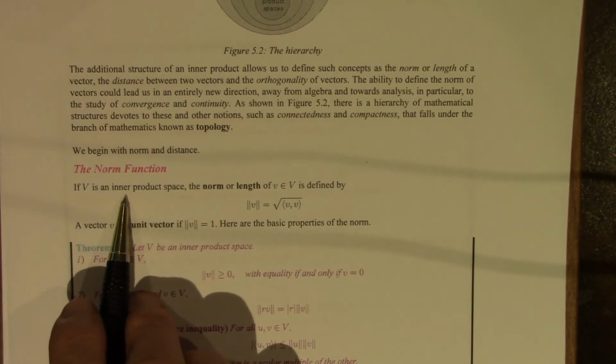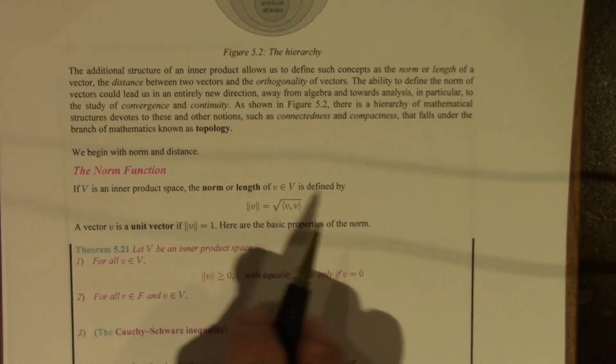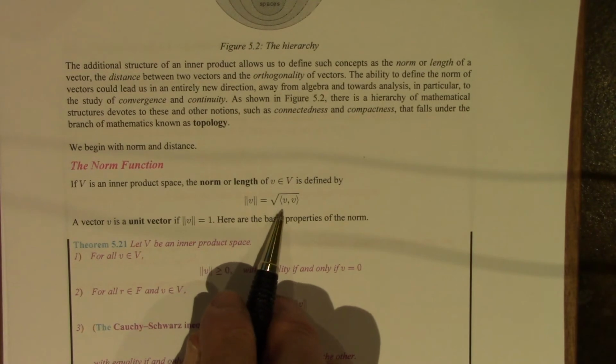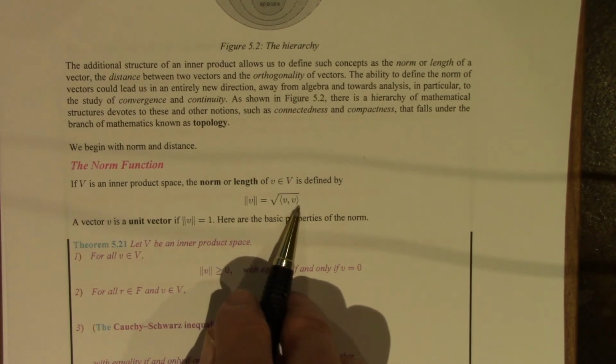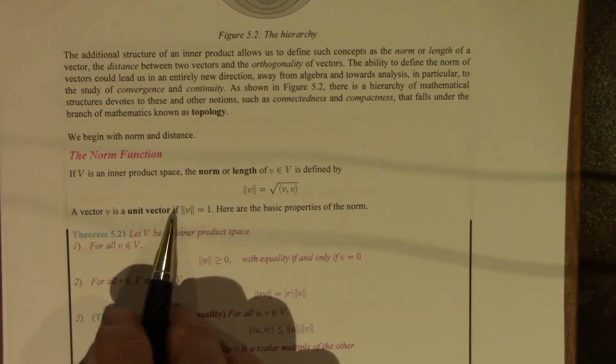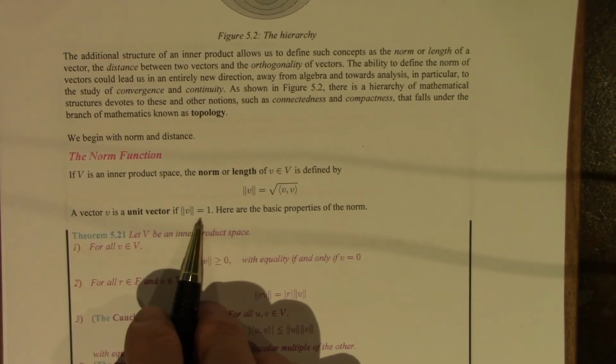Then a norm: if V is an inner product space, the norm or length of V is defined to be the square root of V inner product with itself. A vector V is a unit vector if its norm or length is equal to 1.